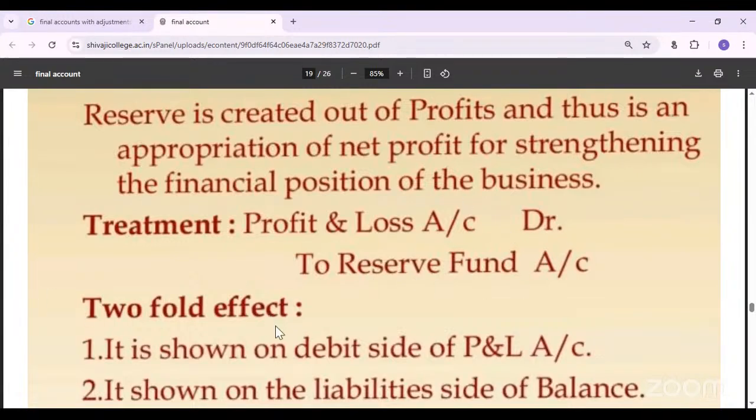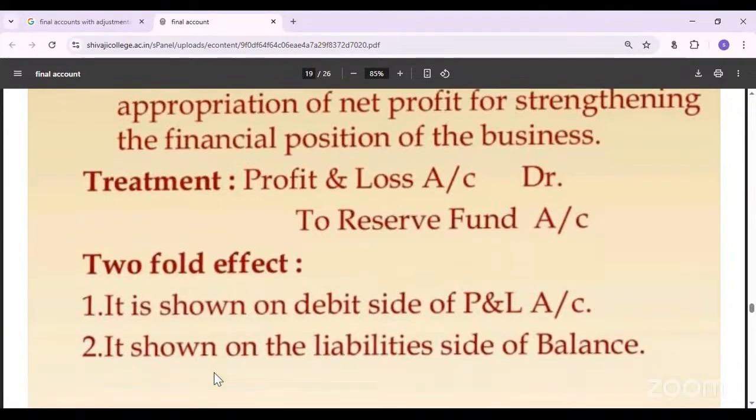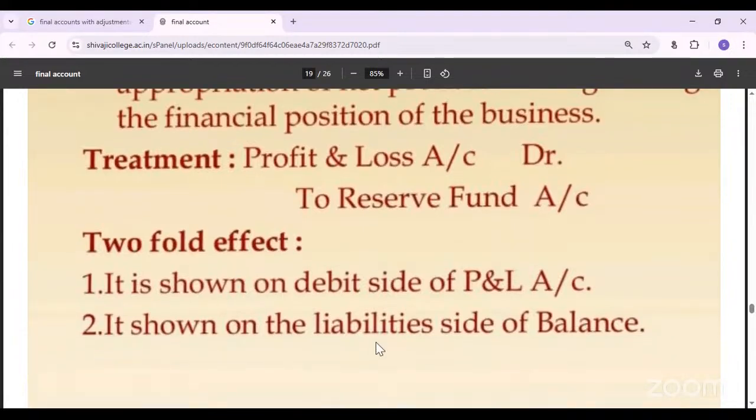Now, the two effects are, it will be shown on the debit side of the P&L account and again on the liability side of the balance sheet. Reserve we always show on the liability side, so on the liability side of the balance sheet we have to show it.